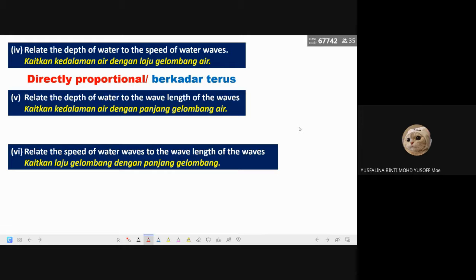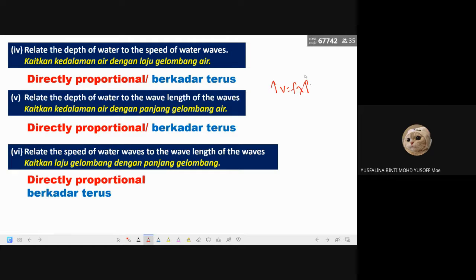And then another one, relate the depth of the water to the wavelength of the water. Just now we saw the deeper the water, the higher the wavelength, or we can also say directly proportional. Then the next one, relate the speed of the water wave to the wavelength. This one we just use the formula v equals f lambda. When the speed is increased, the wavelength also will be increased. So this one is also directly proportional.